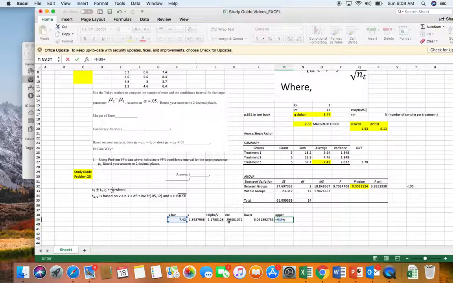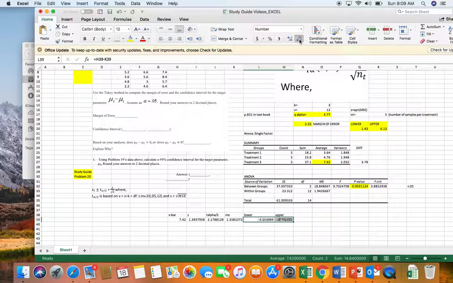plus the margin of error, and we'll reduce some digits and maybe center things up. But our bottom line answer is a 95% confidence interval on treatment 3 is bounded by 6.06 to 8.78. That concludes this video.